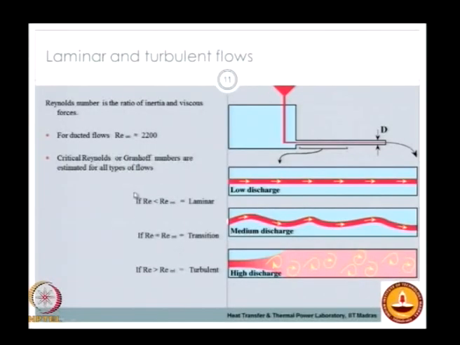So when you look at heat transfer, again you have to look at laminar heat transfer separately from turbulent heat transfer, because of the essential nature of high diffusion happening in turbulence, which is not present in the laminar case.